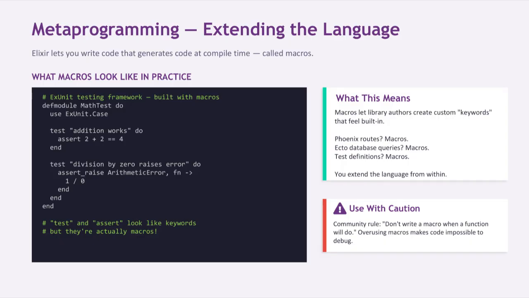Don't write a macro when a function will do. Overusing macros makes code difficult to debug and understand. Macros are a powerful tool best used sparingly by library authors who know exactly what they're building.